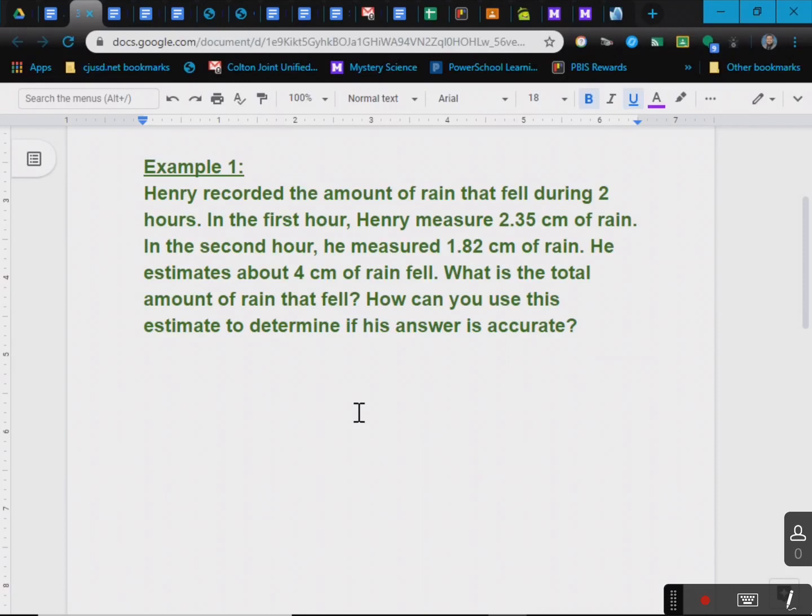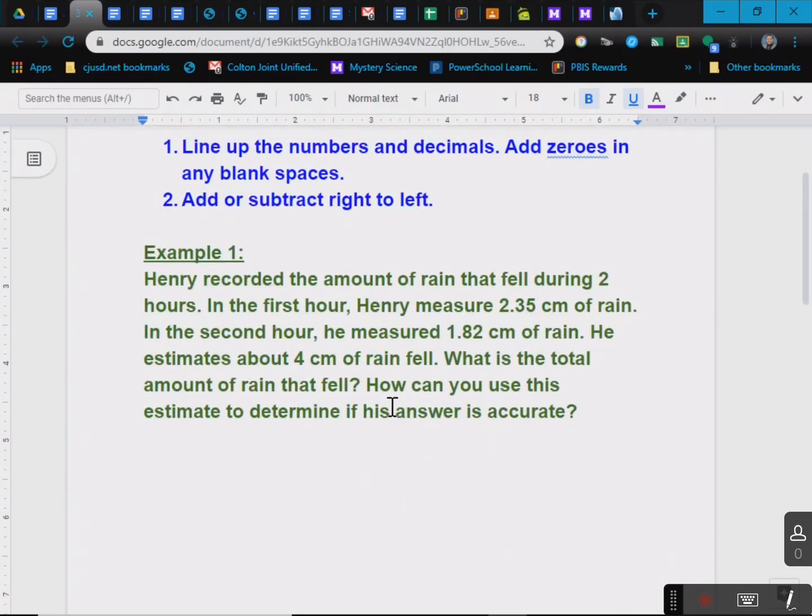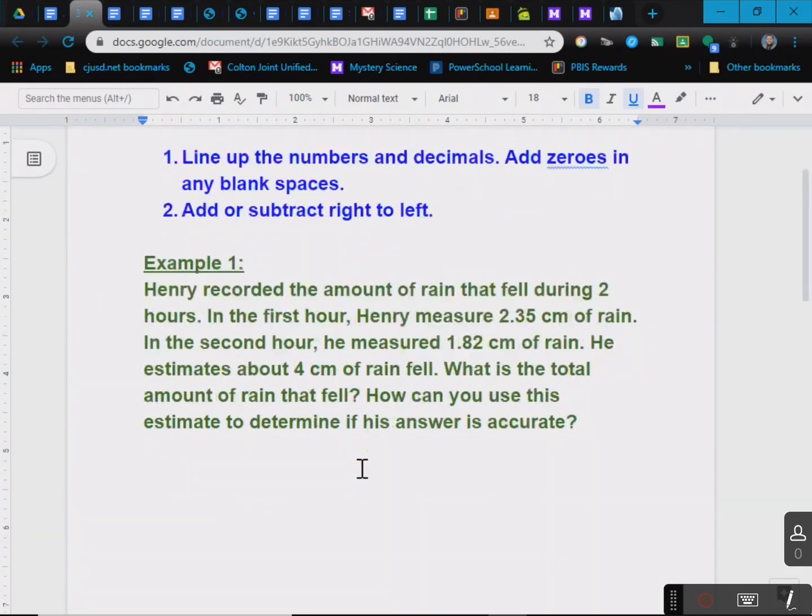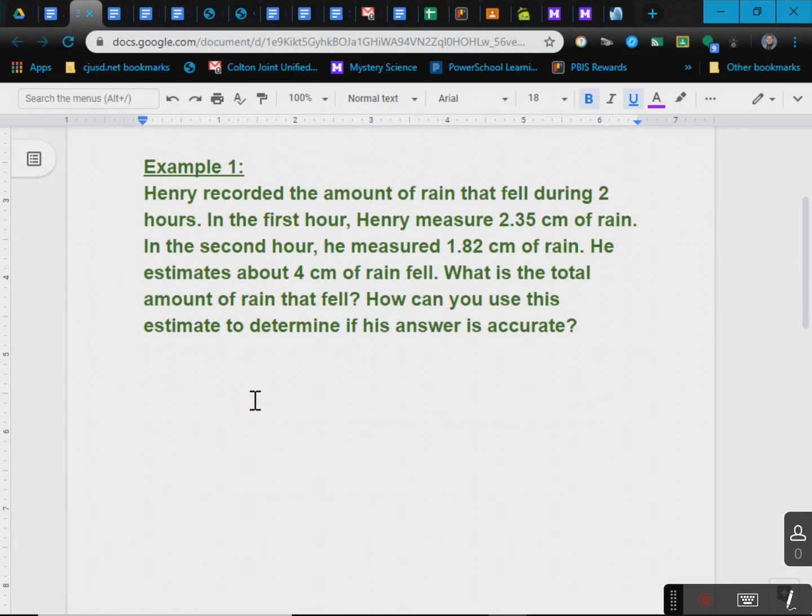Or they said, if your answer is reasonable. I changed it to accurate because I think that makes more sense. So if you need to write this down, go ahead. Hopefully you've written it down. Let's go ahead and start.